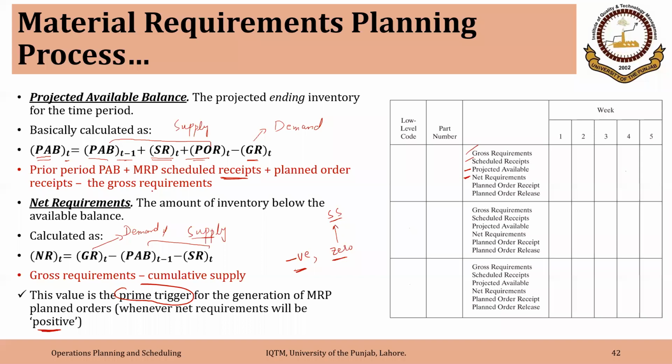Again, negative means that the gross requirements are smaller than the supply, so you will not place the order. And when this is positive, that is, gross requirements are greater than the supply, then you will place the order. So this should be clear.